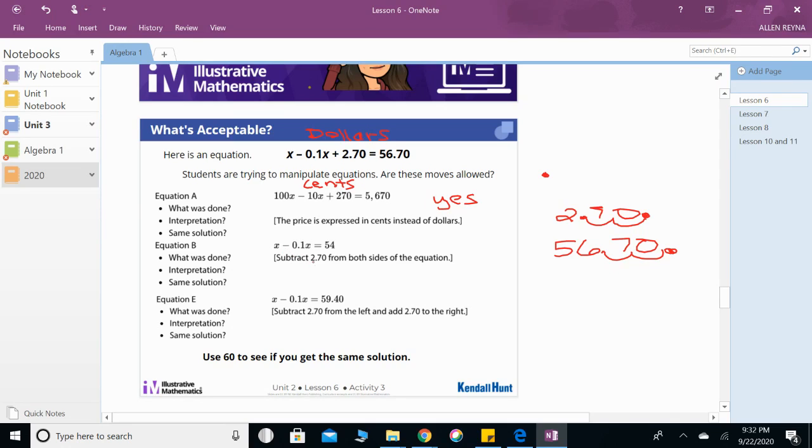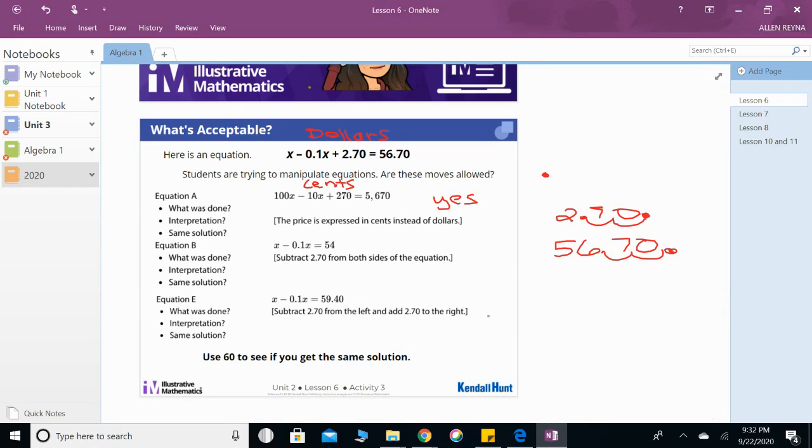They subtracted 2.70 from both sides of the equation. So they went up here and subtracted 2.7 from here and 2.7 from here. Is that allowed? Yeah, that's allowed. As long as whatever you do to one side, you do to the other side. Okay, let's take a look at the next one. It says we subtracted 270 from the left and added 270 to the right. Is that allowed? No, that is not allowed.